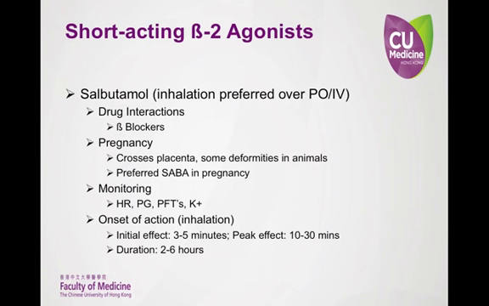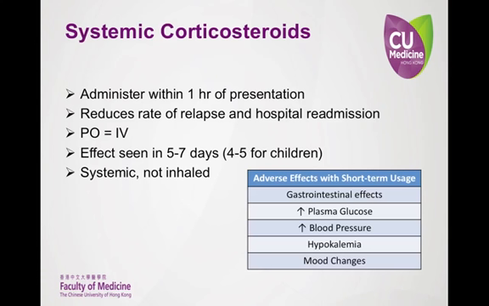Salbutamol is the preferred agent for emergencies as it starts to work in about 3 to 5 minutes, and peak effect is seen between 10 and 30 minutes after administration. Systemic corticosteroids are often used in asthma exacerbations. They are generally initiated within an hour of presentation to the A&E.